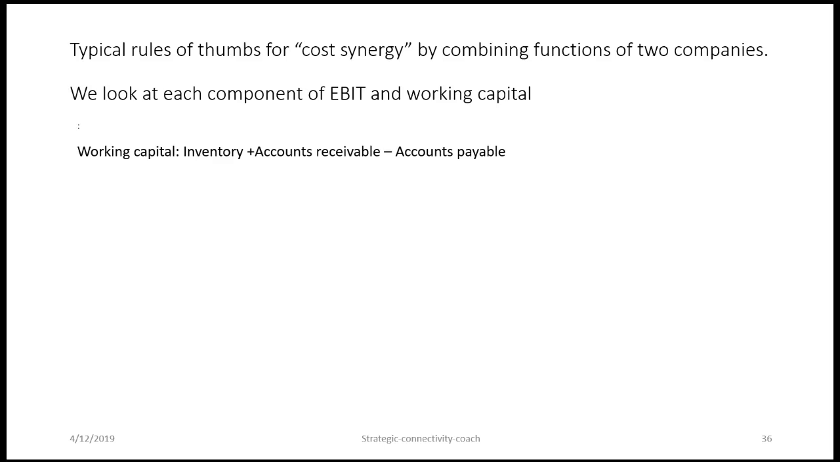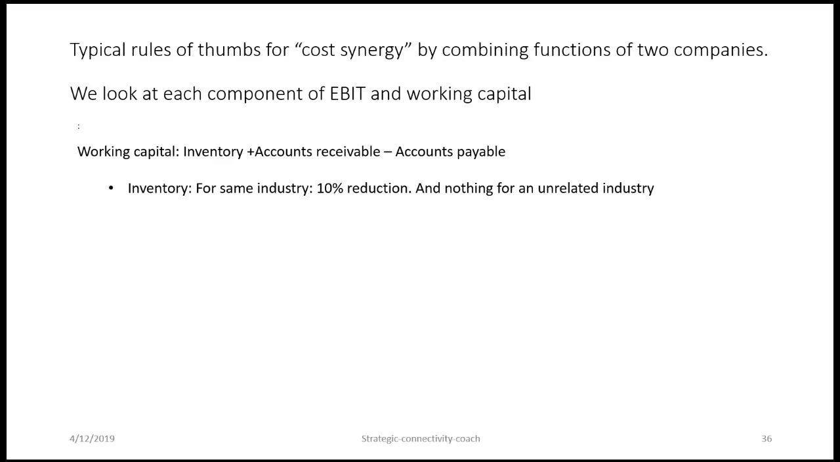On the working capital side, obviously, there are three components: inventory, accounts receivable, and accounts payable. So what are the rules of thumb for synergy savings? In inventory for same industry, you can assume 10%. But unrelated, obviously, combining two companies really doesn't help you because you're basically going to make products in different factories anyway.